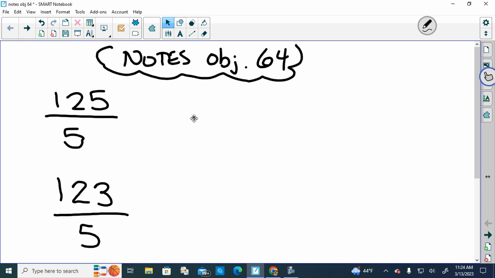Okay, so this objective, just one objective, 64, is dividing, but it's not dividing like this. This is to remind us how we divide. We're going to be dividing expressions that you've been factoring, okay? So you're going to have a trinomial divided by a binomial.